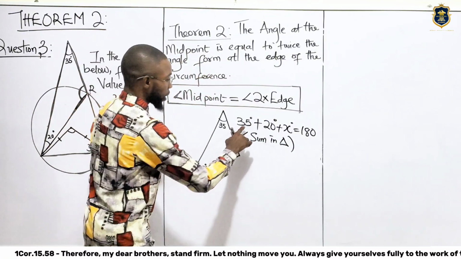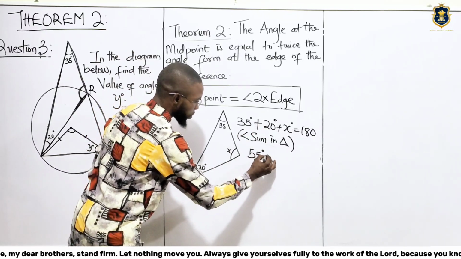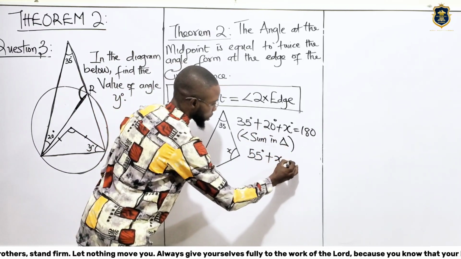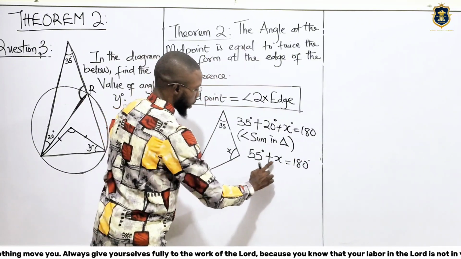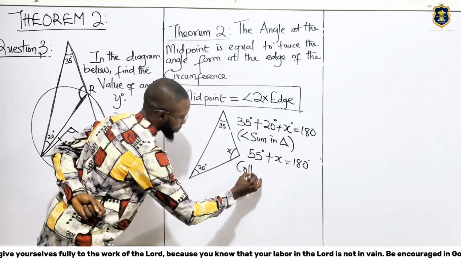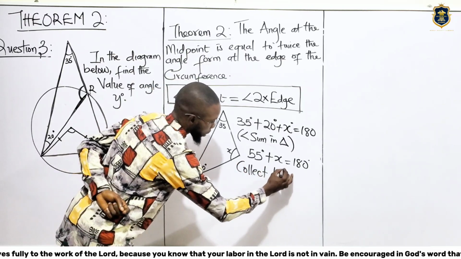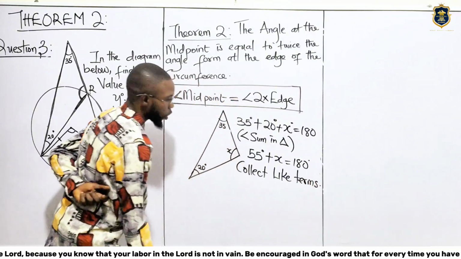And so what do we do? 35 plus 20 will give us what? 55 degrees plus x is equal to 180. Of course, you know this operator does not support that we add these two. So we have to collect like terms, right? Collect like terms.